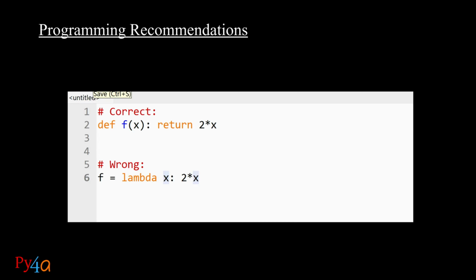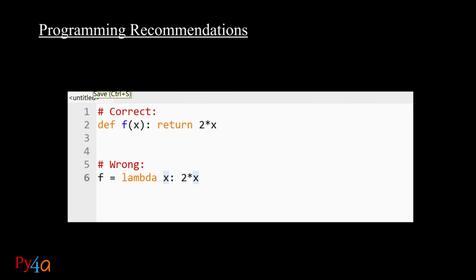The correct way of writing is to say def f(x), and then you return 2 times x. But the wrong way is using a lambda expression and having f equals lambda x: 2 times x. Do not use the lambda expression; rather, define the function.